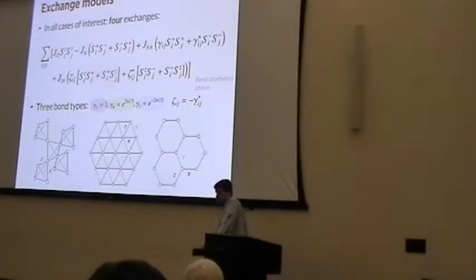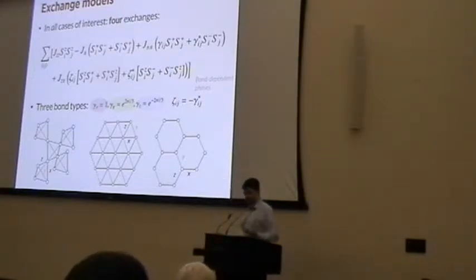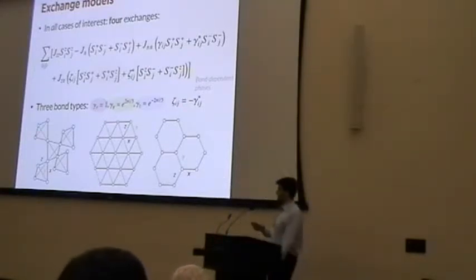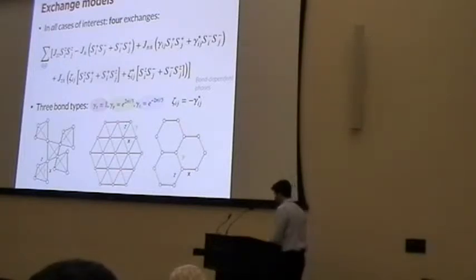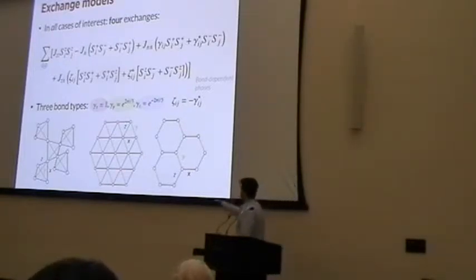For all the cases of interest, the bond symmetries are essentially the same. And you get a model of four symmetry-allowed exchange interactions: something that's Ising-like, something that's XY-like, and then these two bond-dependent terms. And you write this down in exactly the same way for the pyrochlore lattice, for the triangular lattice, for the honeycomb lattice, as long as you color these bonds.